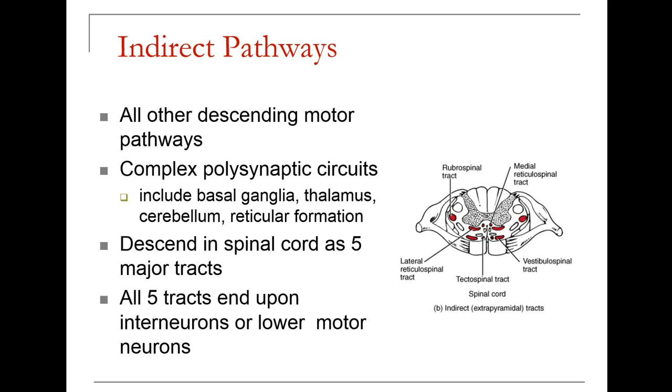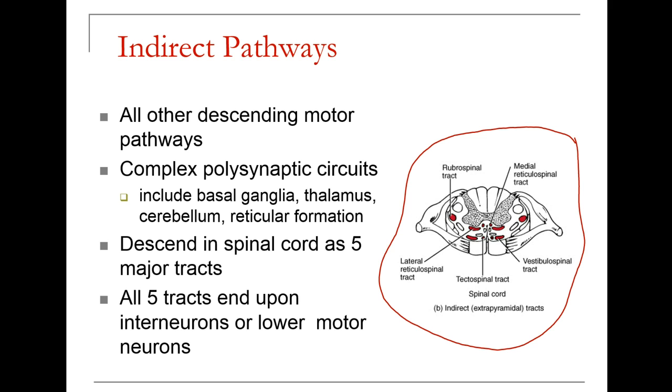Now, eventually these indirect pathways will go down to the lower motor neurons, but they will descend in the spinal cord as some major tracts. And here you can see a representation of these major tracts. I'm not going to require that you remember the names of all of these indirect pathway tracts. I'm more interested that you remember the name of the direct pathway tracts, the corticospinal or the corticobulbar.